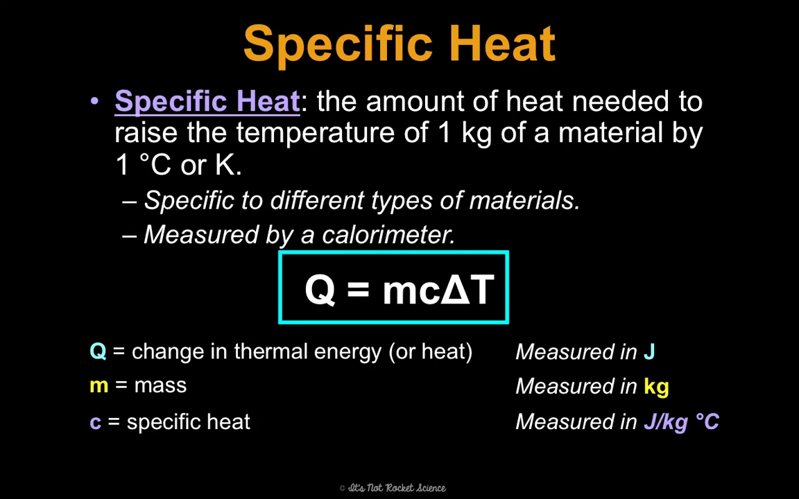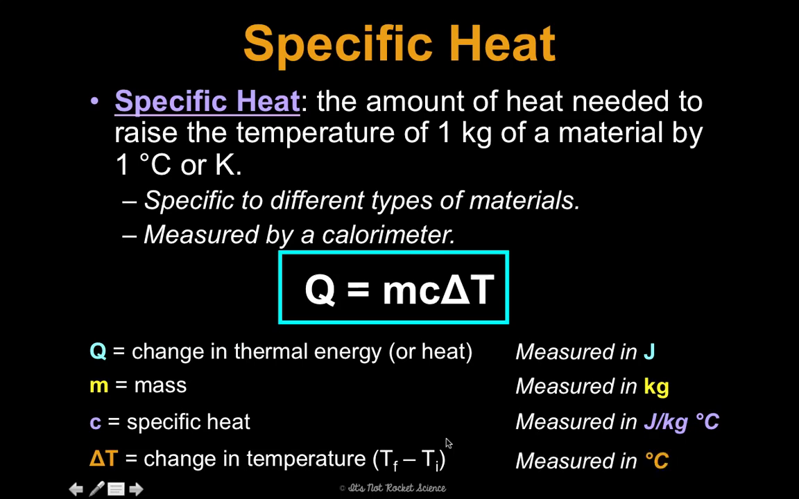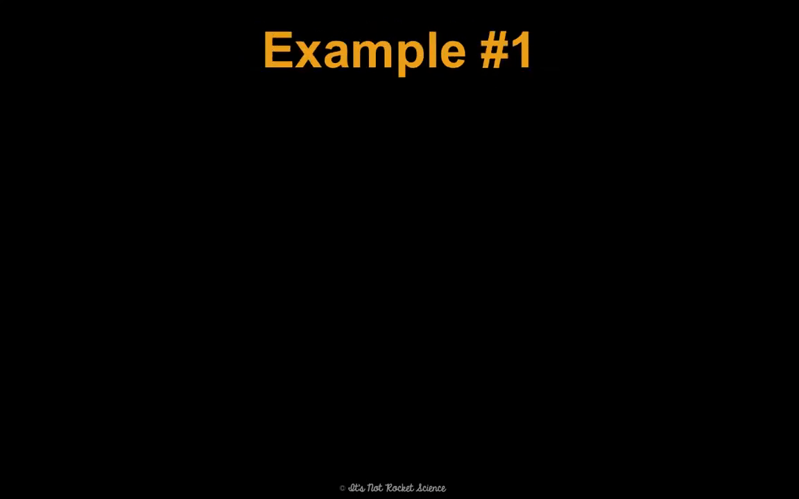Delta T refers to change in T, or change in temperature. So it's your final temperature minus your initial temperature. So it'll be measured in degrees Celsius or Kelvin, kind of just depending on the situation. So let's do an example.